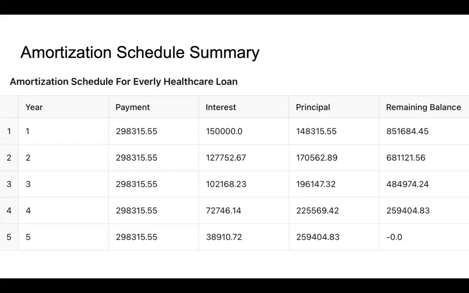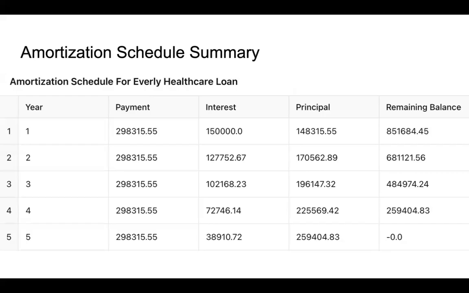In year 5, the final payment includes just about $38,910.72 in interest, and the rest, about $259,404.83, finishes off the principal, bringing the balance to zero.